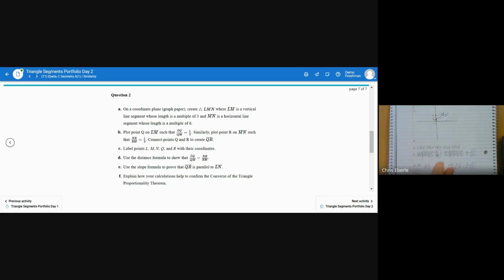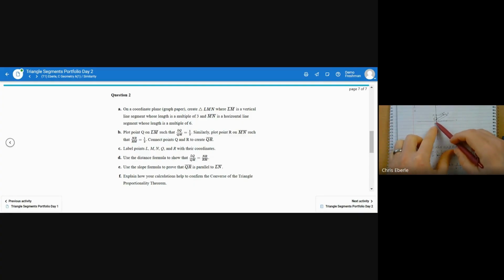And not only that, they tell you how many spaces each one of these should be. So L to M should be 3 spaces on your graph. And then M to N should be 6 spaces on your graph. And there's a reason for that. Because in part 2 or part B, they want you to label these so that you're gonna label Q and R based on a specific relationship, okay?